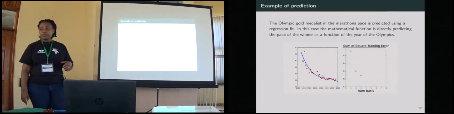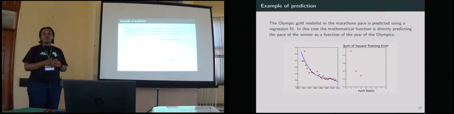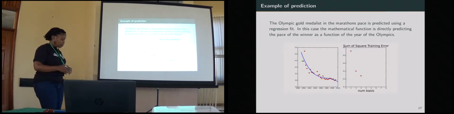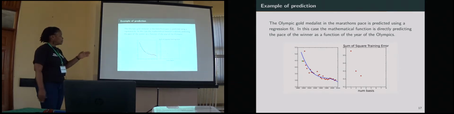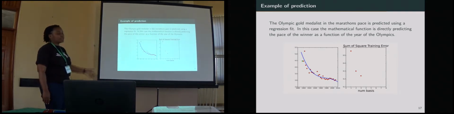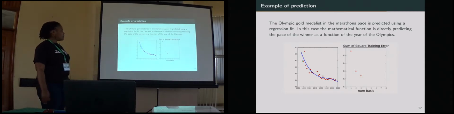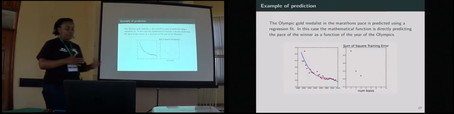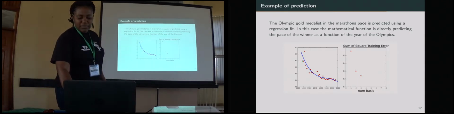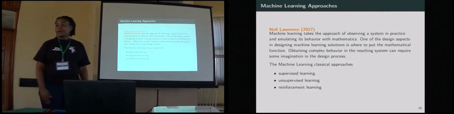The famous example when it comes to machine learning is the regression model for predicting the Olympic gold medalist. This was done using regression with historical data collected as far back as 1920, and the model fit is done to find the time that will take a runner to win a gold medal. So it's all mathematical modeling, and the Olympic gold medalist was done using regression modeling.